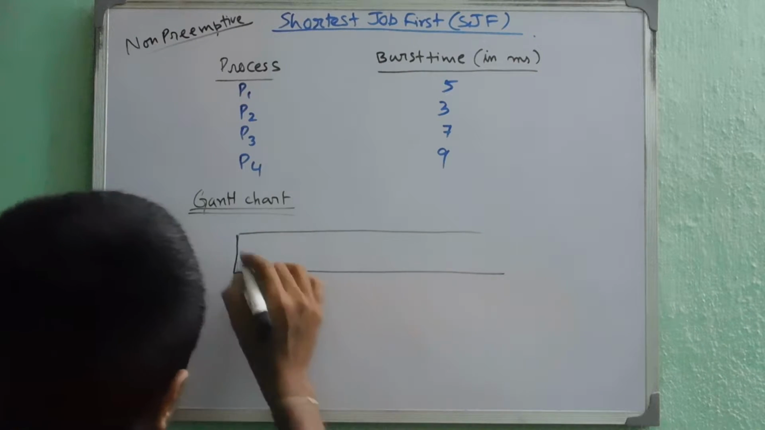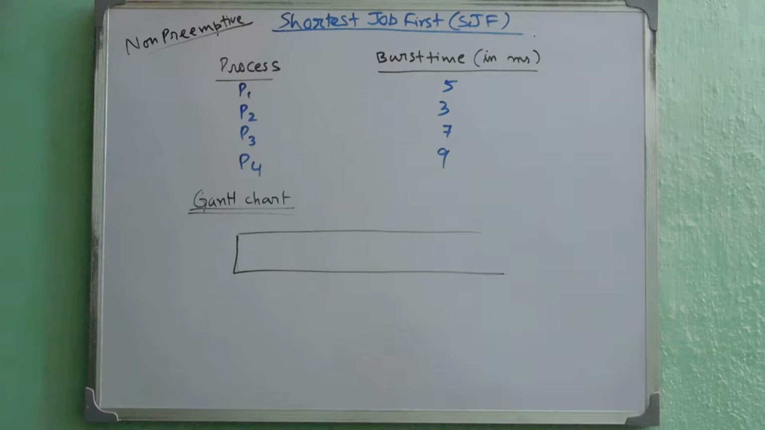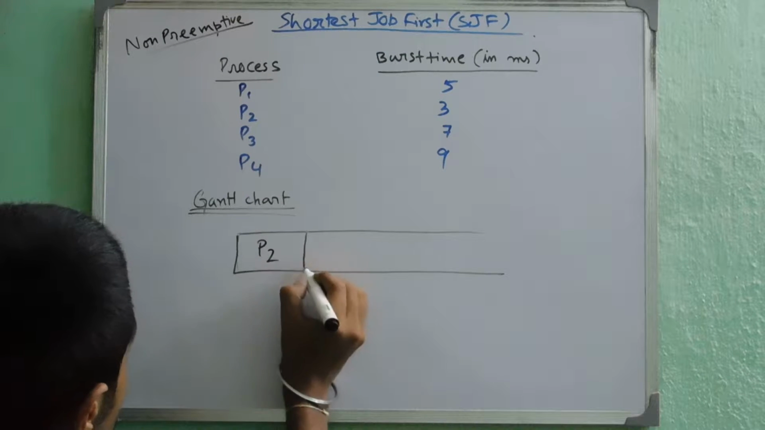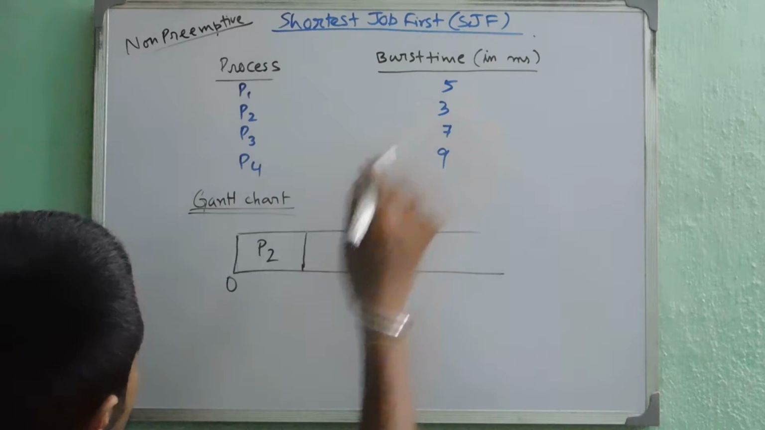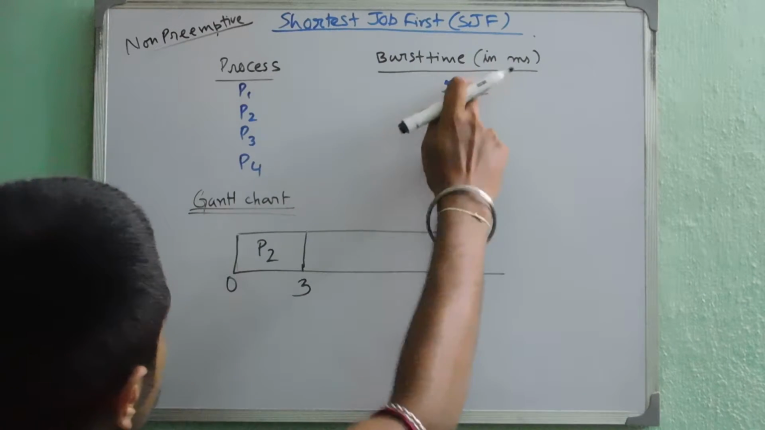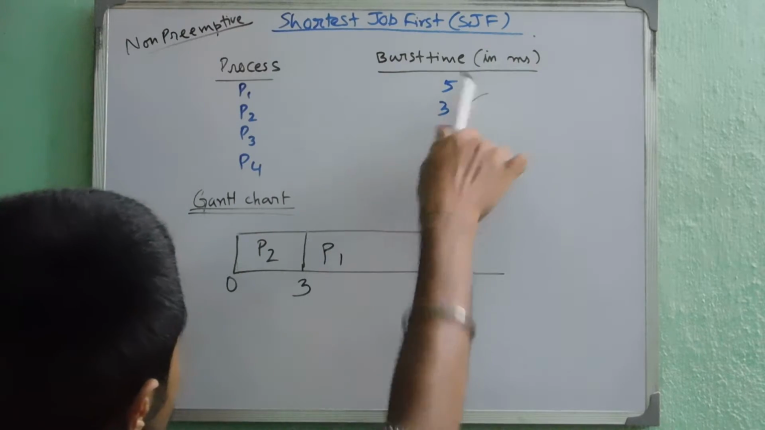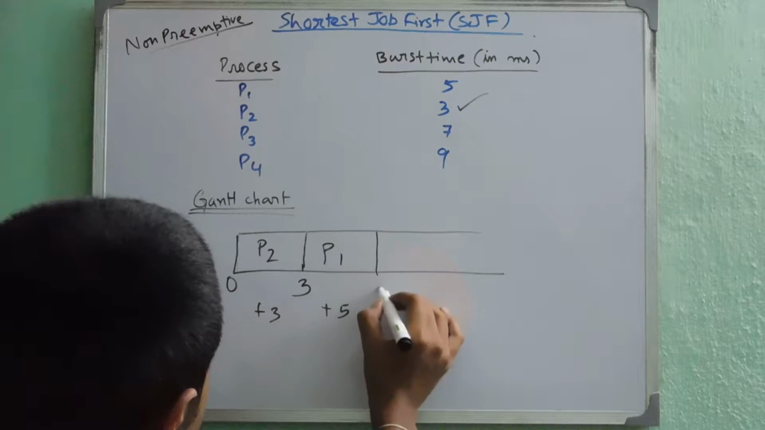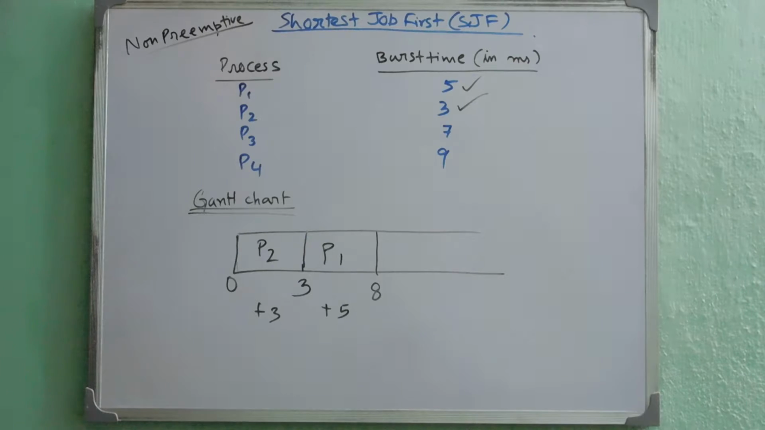Now, as the name suggests, shortest job first, that means the process having the least burst time will be executed first. So here we can see P2 has the least burst time, so it will be executed first. So P2, that is 0 to 3. So this is done. Then we have P1. So P1 is plus 5. This was plus 3. So plus 5, that means 8. So P1 is also done.